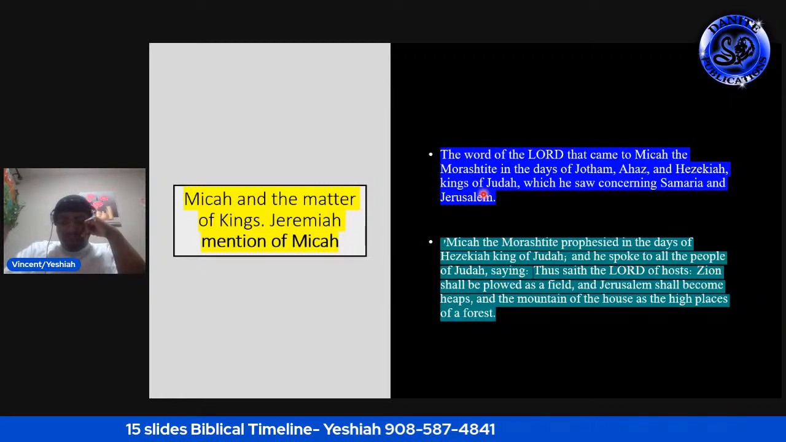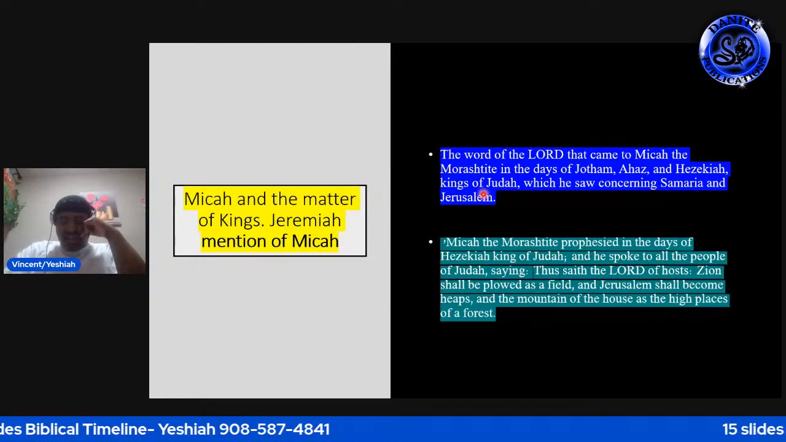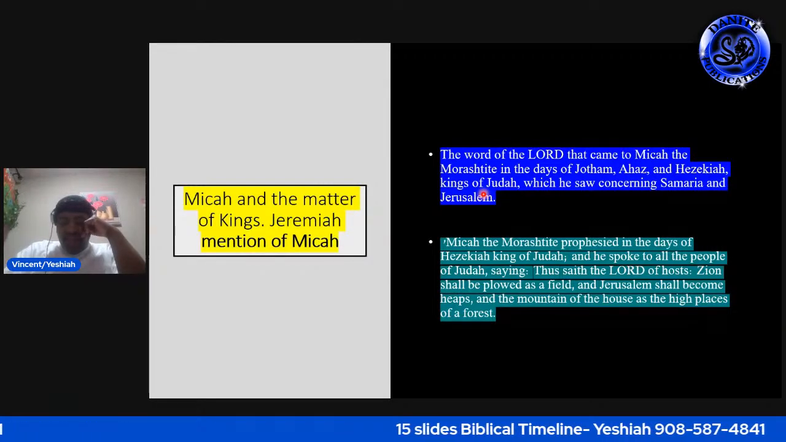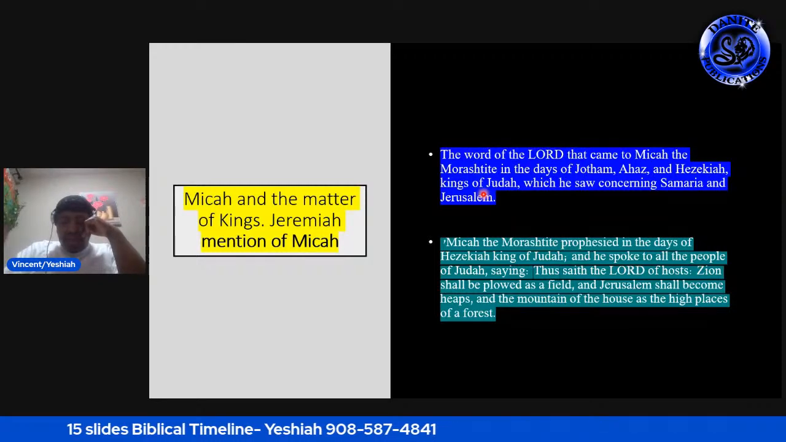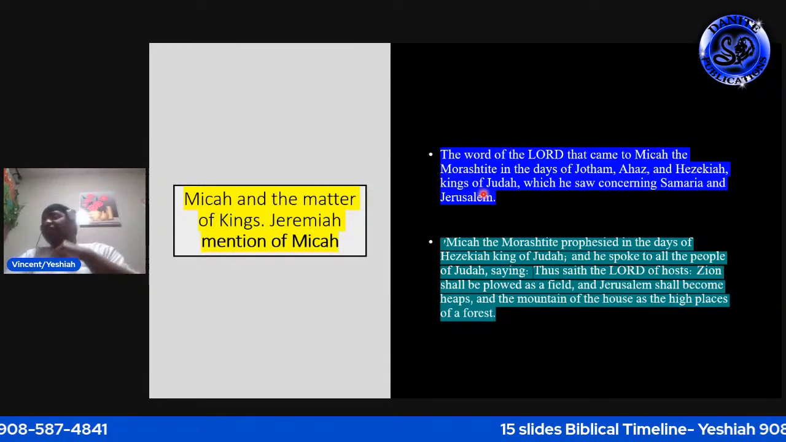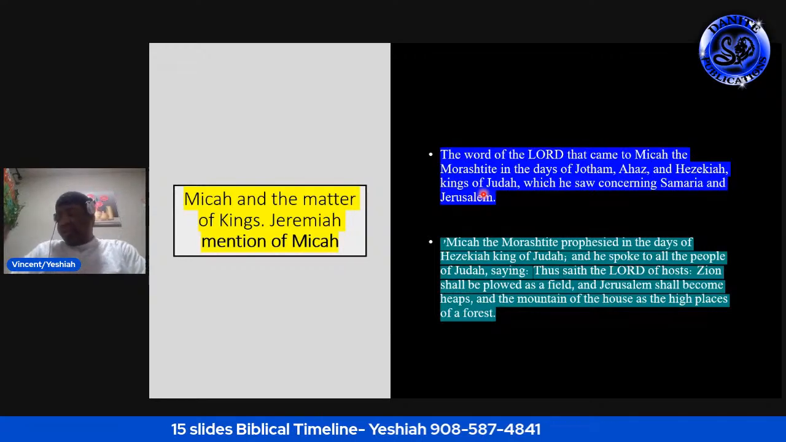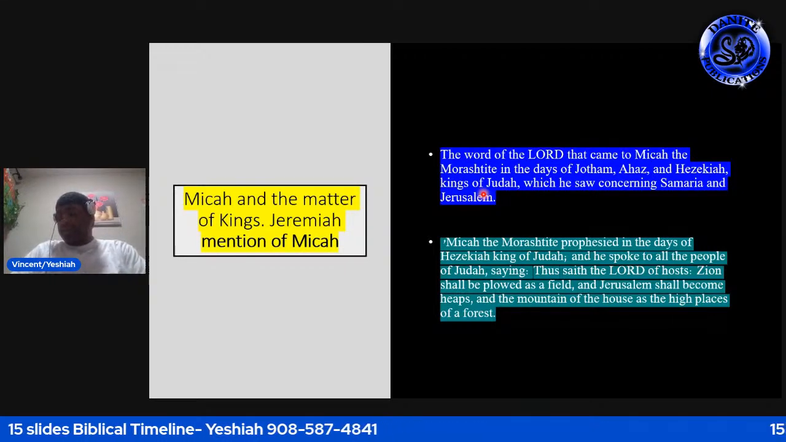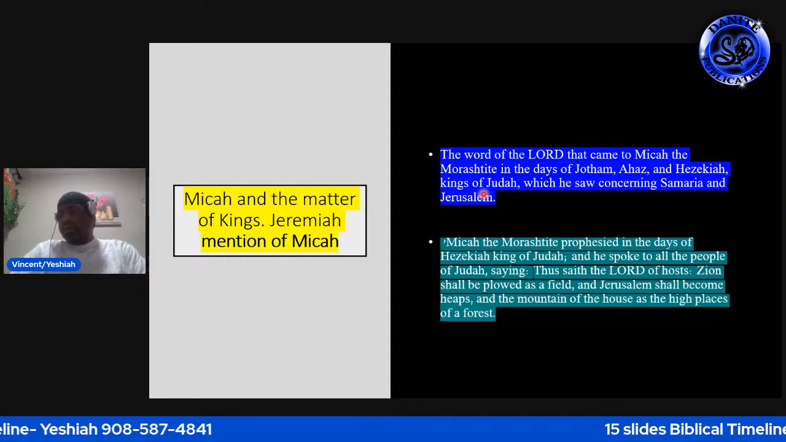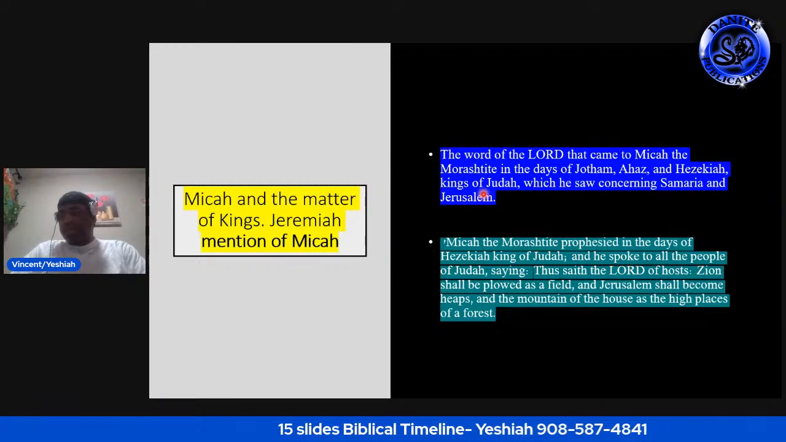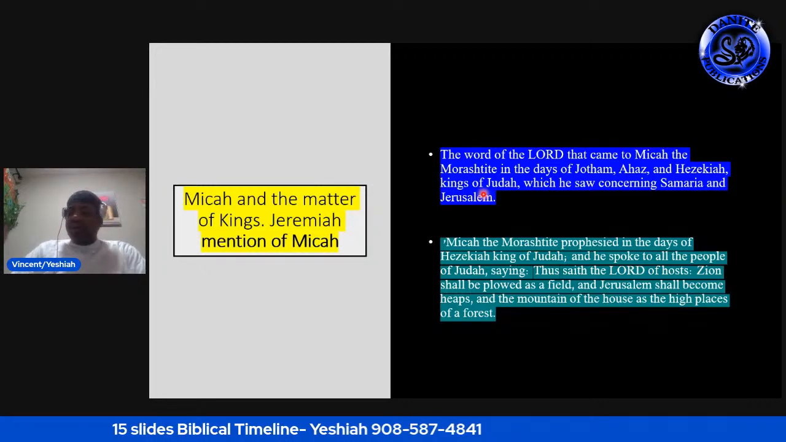Micah the Morashite prophesied in the days of Hezekiah, king of Judah, and he spoke to all the people of Judah, saying, thus saith the Lord of hosts, Zion shall be plowed as a field, and Jerusalem shall become heaps, and the mountain of the house as the high places of a forest. I saw a forest when I was in North Carolina. It's a big, big place. The big forest. You don't want that to have to be your home. We're not animals, so we shouldn't have to live in a forest.